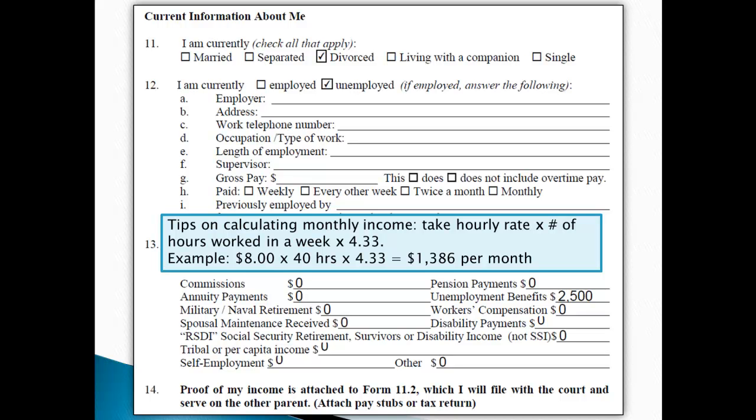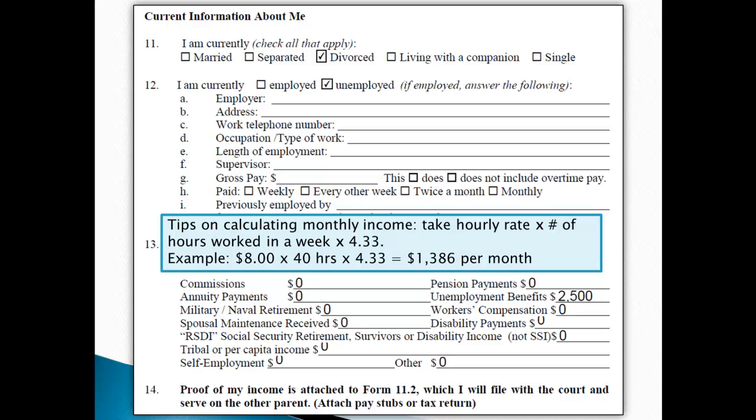To easily calculate your monthly income, you can take your hourly rate of pay times the number of hours worked in a week times 4.33. For example, if you earn $8 an hour working 40 hours a week, you would have a gross monthly income of $1,386 per month. If you have other sources of income, for example, if you work on commissions, receive pension payments, or are self-employed, be sure to include these amounts on question 13.